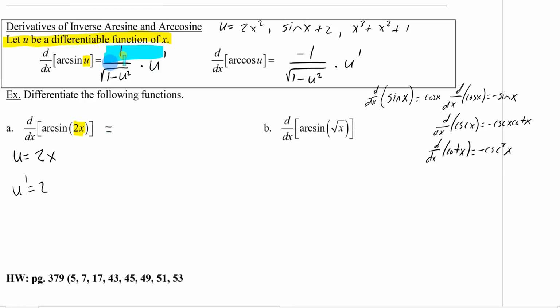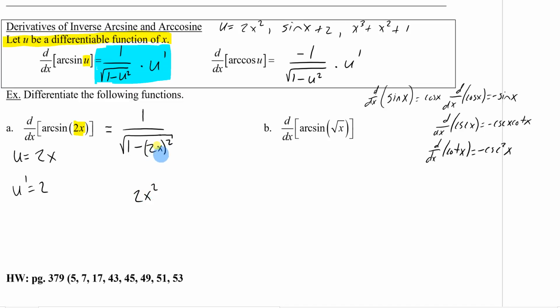I'm going to highlight that in blue. State the derivative rule for this function. And it's 1 over square root of 1 minus (2x) quantity squared. Not to be confused with 2x squared, because those two are different.